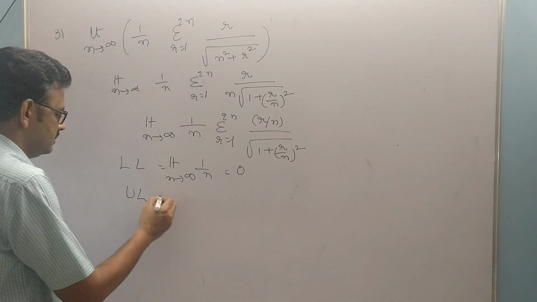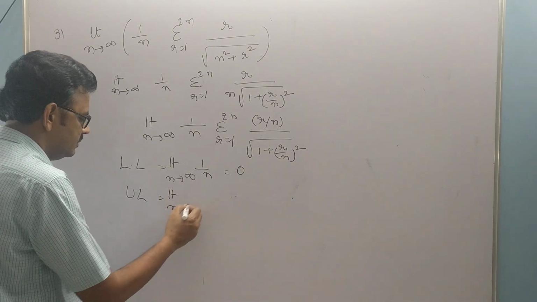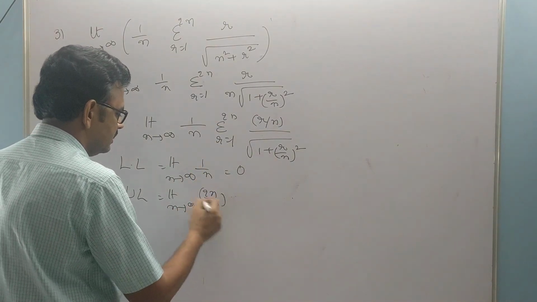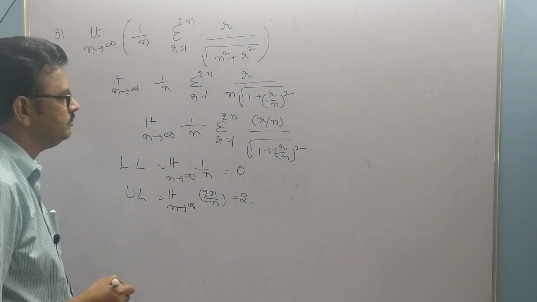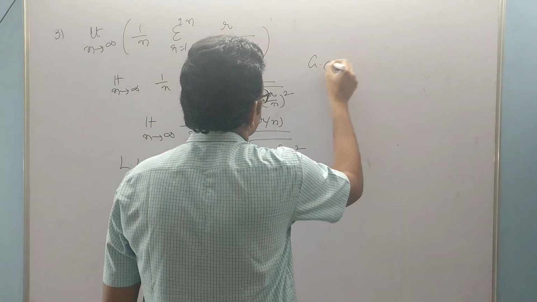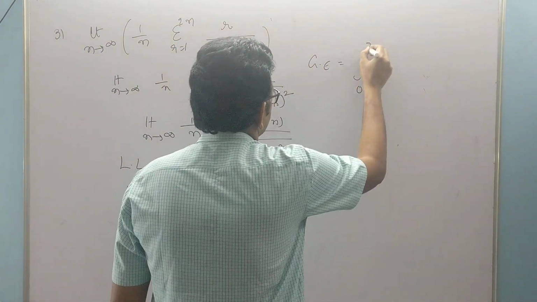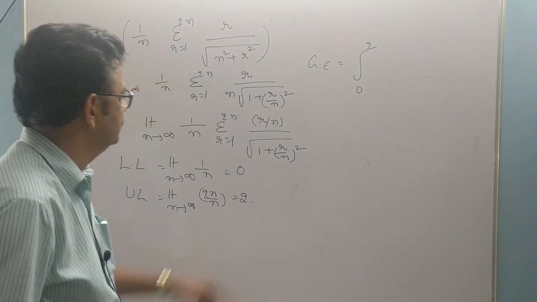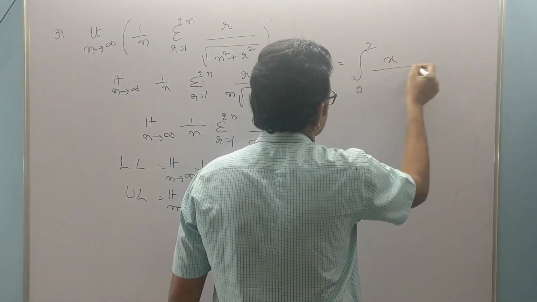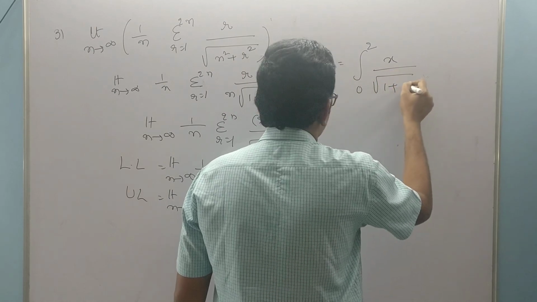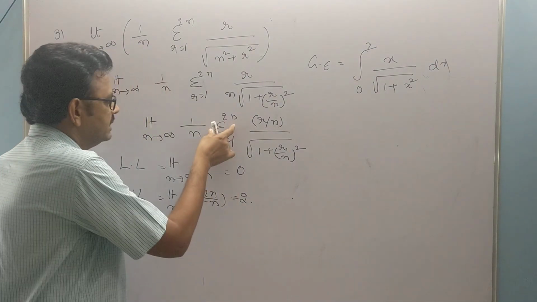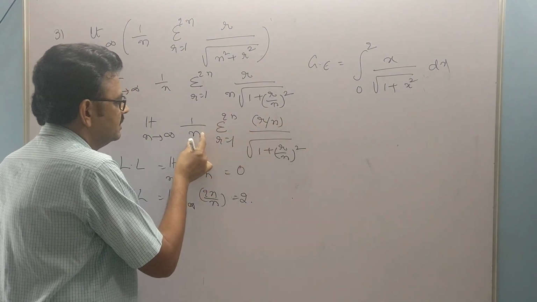Upper limit is limit of n tends to infinity r by n, where r is 2n, 2n by n, that equals 2. Therefore the given limit is integral 0 to 2 of x by root of 1 plus x square dx. Here this is x and this is dx.